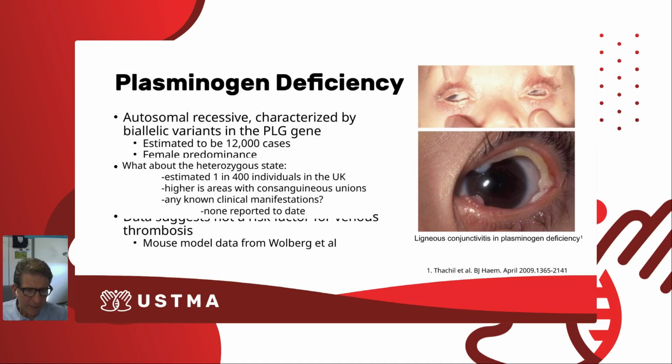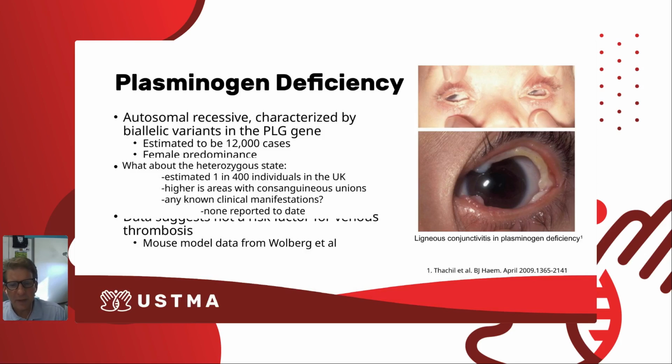This slide's a little bit, I think there were supposed to be some animations here. We'll try to get through this though. So it's an extremely rare disorder when patients have both genes mutated, so homozygous mutations of the plasminogen gene. They don't develop clotting. This is an extremely rare disorder. Only 12,000 cases are thought to be in the world presently. It's interesting to note, and we'll come back to this, there's a female predominance.